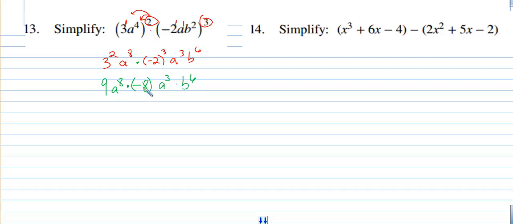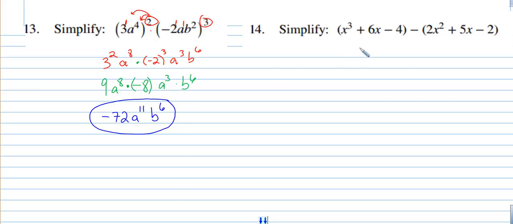How do you multiply 9 and negative 8? Well, 9 times negative 8 is negative 72. When we multiply variables, what do we do? We add exponents. So you have a to the 8 plus 3, which is a to the 11th. And then does b have anything to combine with? Nope. So it stays b to the 6th. And that becomes our final answer.